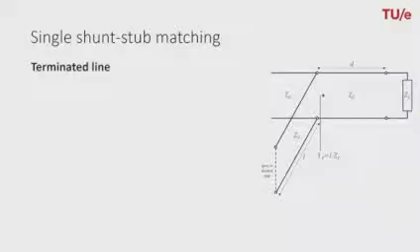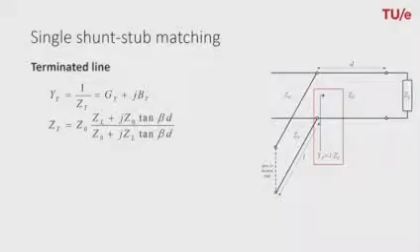Now, if we look into the terminated transmission line with length D and have a look at the input admittance, we can write it in this form. So it has a real part, GT, and an imaginary part, BT in this case. And the complex admittance, or the complex impedance, can be calculated with the well-known equation that we derived already in one of the previous lectures. And by tuning the length D, we can vary the impedance or admittance.